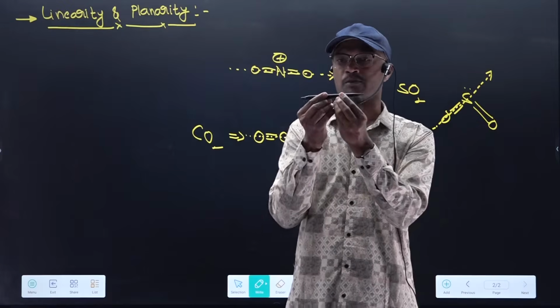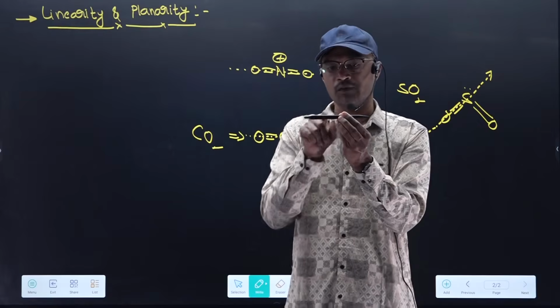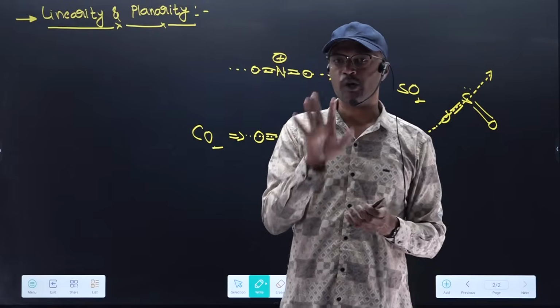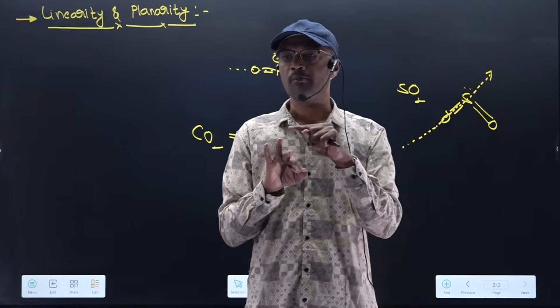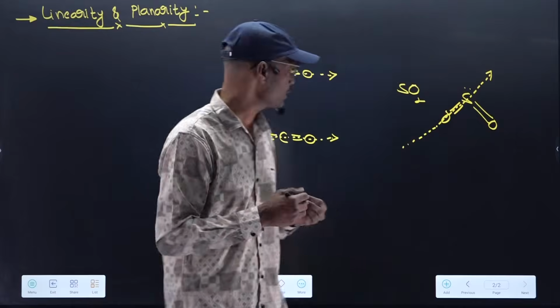So, what is non-linear? Suppose 10 atoms are present, if at least one atom is other than linear, if it is completely deviating from linearity, that is called non-linear. So 4 points you need to remember: linear, non-linear, planar, non-planar. Clear? Right. First you write the definition.